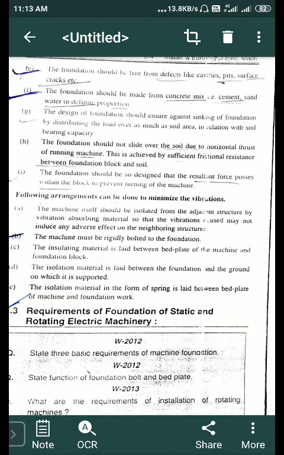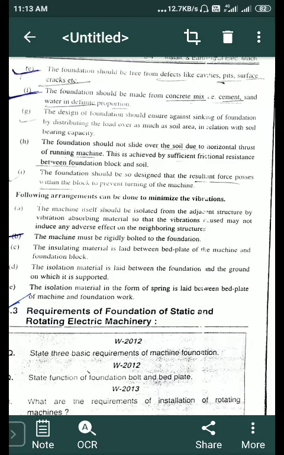And you have to follow the procedure. The design of the foundation should ensure against sinking of the foundation by distributing the load over as much soil area as possible in relation with soil bearing capacity. This means you have to consider which type of soil is present there when you are doing the foundations. You have to consider soil resistivity also.